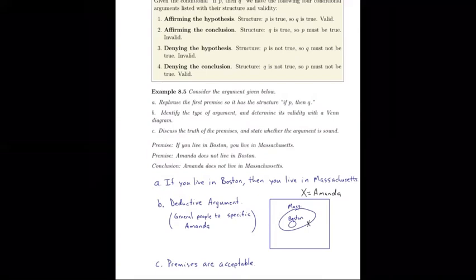So our conclusion, Amanda does not live in Massachusetts. Well, we don't know that. We couldn't conclude that when we made this drawing. So that's invalid logic. We'll call it an invalid argument. Okay, once we know that this thing is invalid, then we know that it can't be sound. The premises are acceptable. However, it's invalid, so it can't be sound.